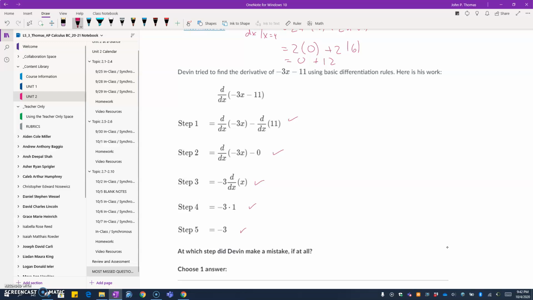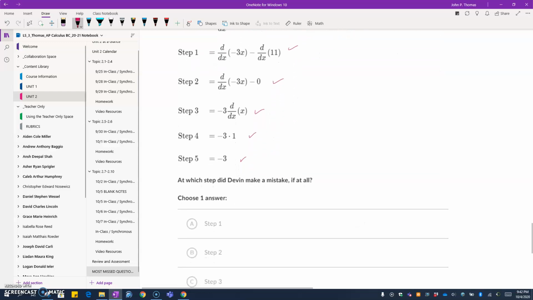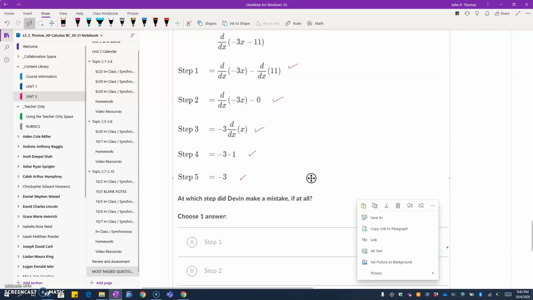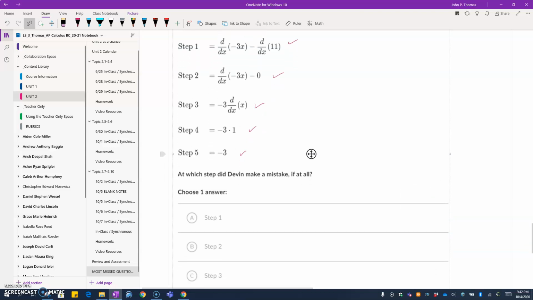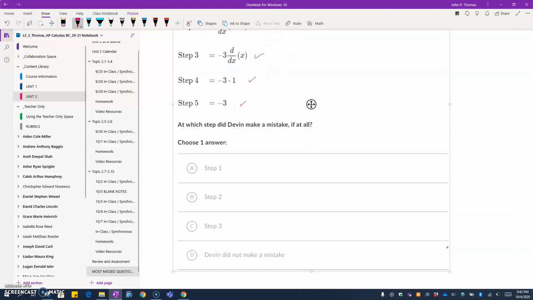Alright, so as I can see it, every step of this is correct. There are no issues with that. You could possibly go in different orders, but there are really no mistakes.